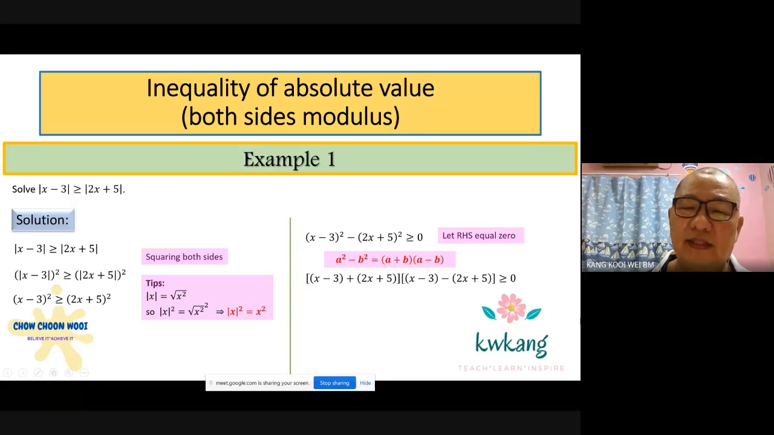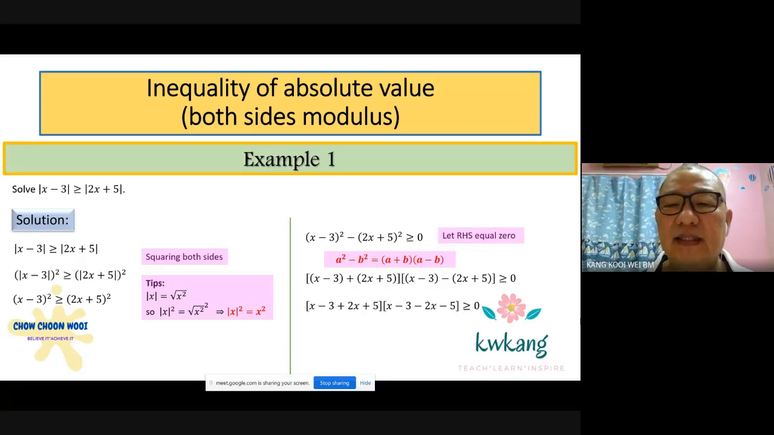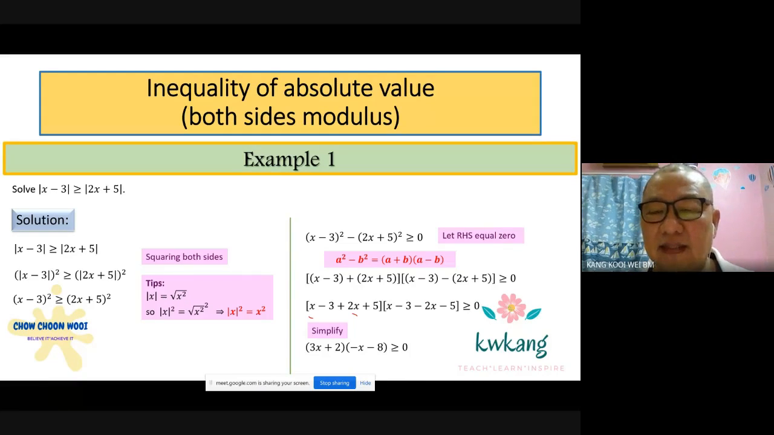When it comes to this stage, you can simplify it. x minus 3 plus 2x plus 5, then the other factor x minus 3 minus 2x minus 5, greater or equals to 0. Where x plus 2x is 3x, minus 3 plus 5 is 2, x minus 2x is negative x, then minus 3 minus 5 is minus 8, greater or equals to 0.